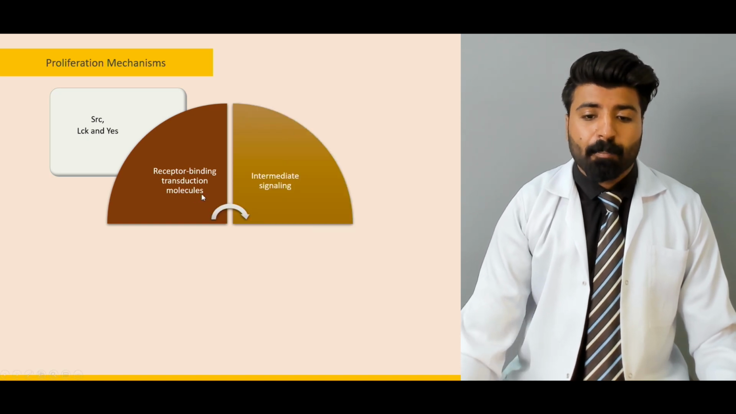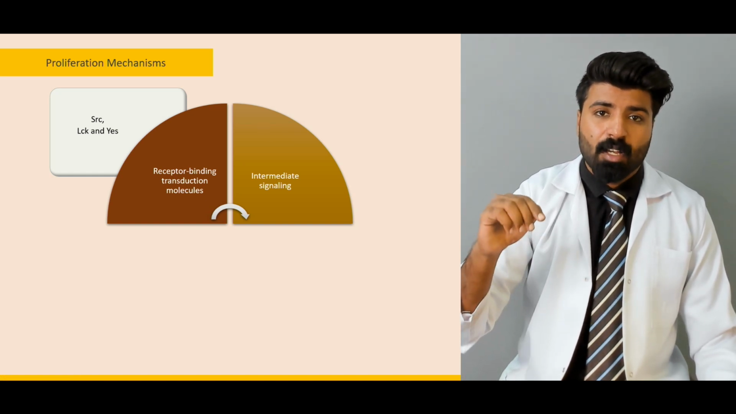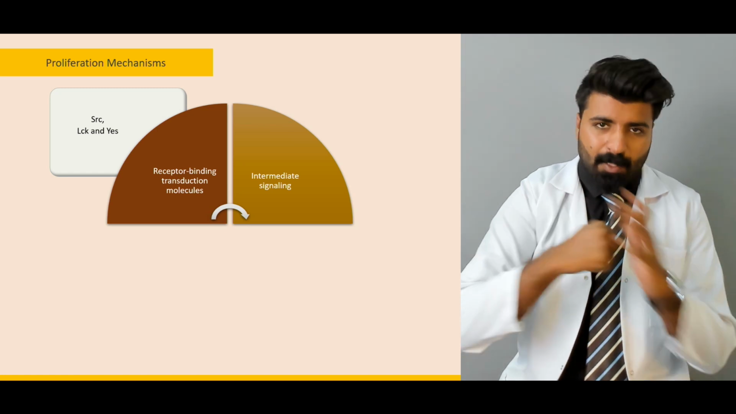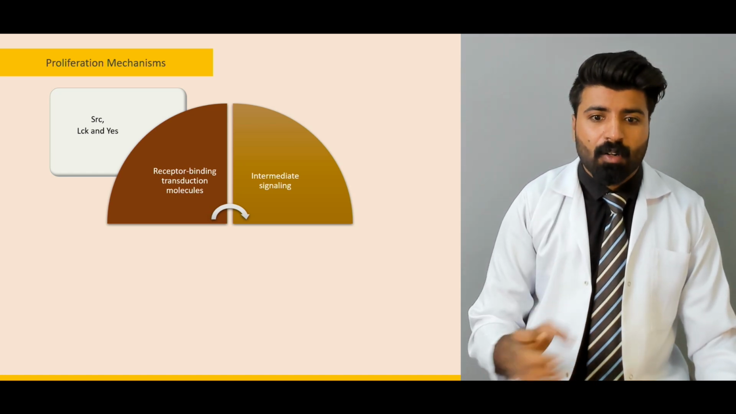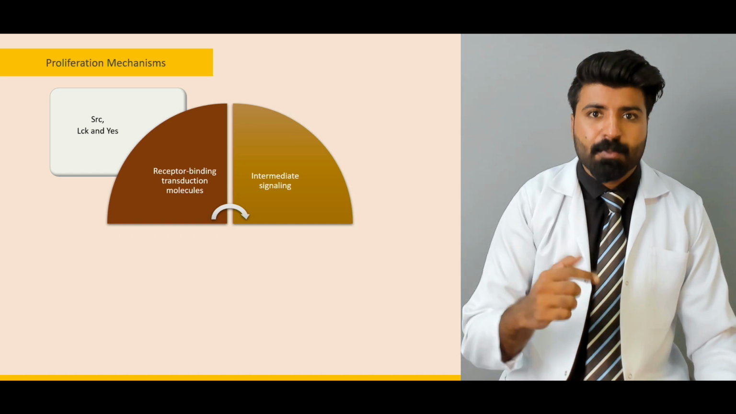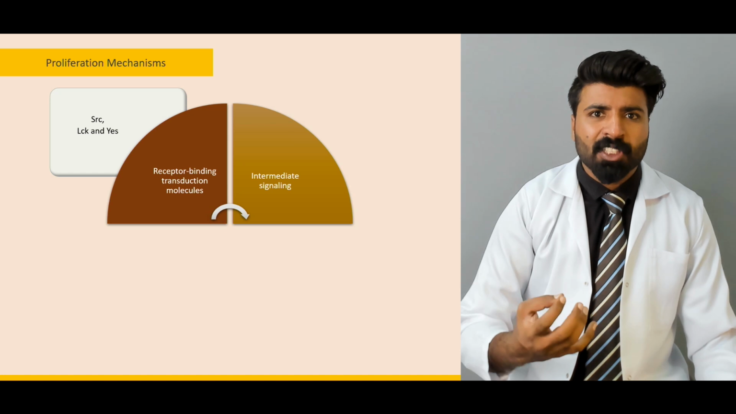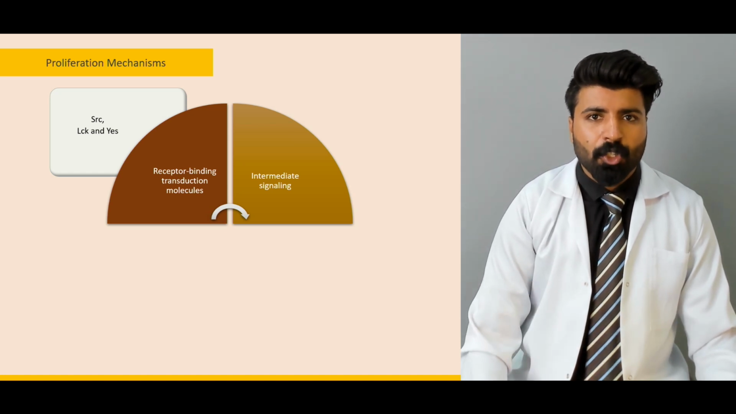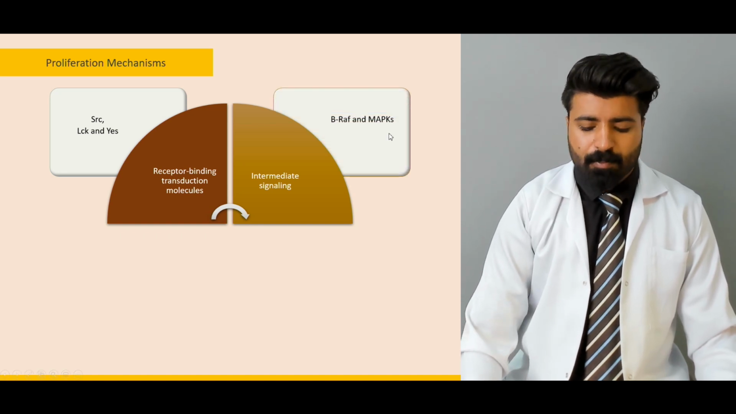On the other hand, if mutation occurred in the intermediate signaling, for example, if a ligand gets attached to a receptor site, it should send one signal. But if there's a pathology of intermediate signaling, it will keep sending that signal, and the nucleus will think that more and more cells are required. It will keep proliferating, and it will lead to neoplasia. And it includes RAS, RAF, and MAPKs.